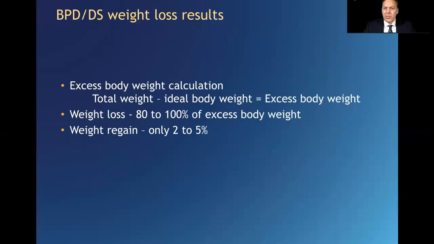Now, with most bariatric operations, you are expecting to lose 60 to 80% of your excess body weight. With BPD duodenal switch, your expected weight loss is about 80 to 100% of your excess weight. So if your excess weight is about 100 pounds, you would be expected to lose from 80 to 100 pounds, usually in about a year, year and a half. Now, weight regain is another big advantage of BPD duodenal switch. The chances of regaining weight are very small, only a few percent.